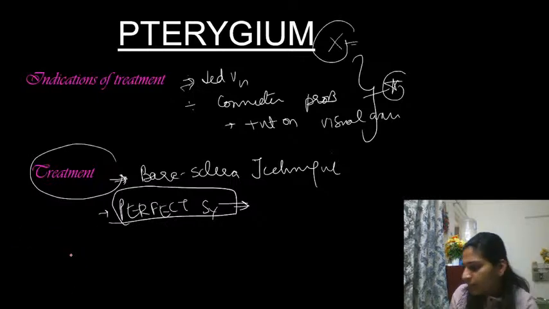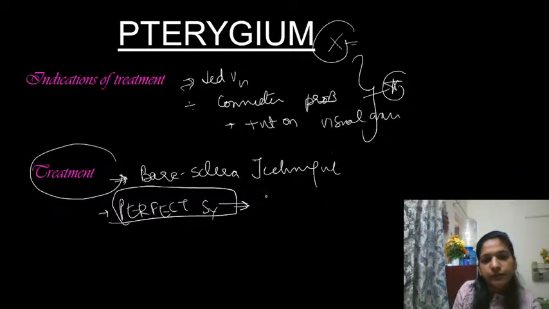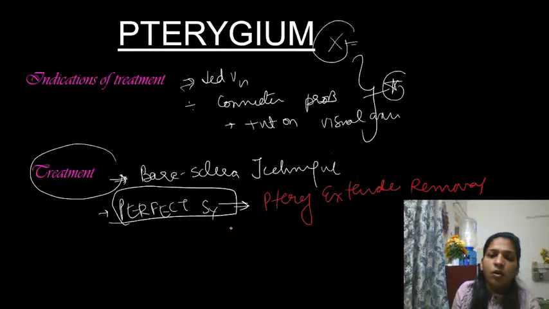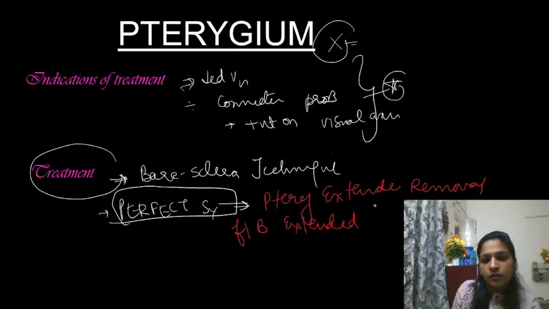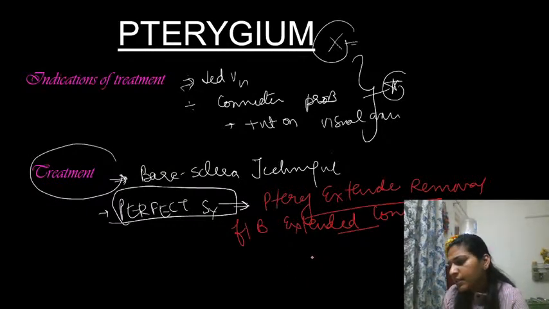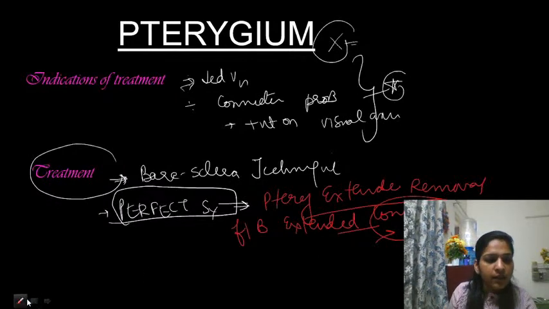Anyone? Full form of PERFECT surgery? I need the full form. Krish, tell me the full form. It is pterygium extended removal followed by extended conjunctival transplantation. This is the full form of PERFECT. Yes, in conjunctival transplant, we will do resection of the conjunctiva.